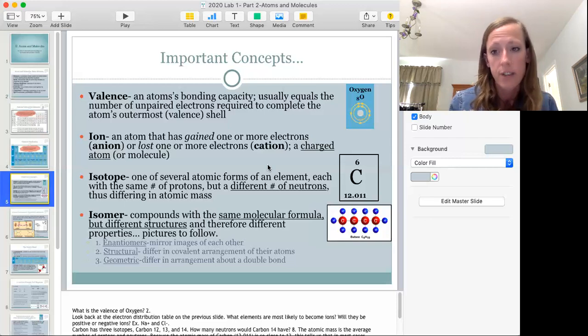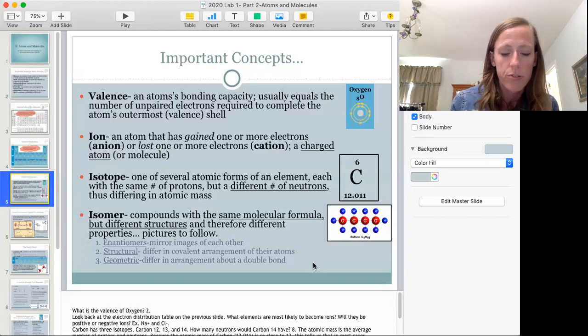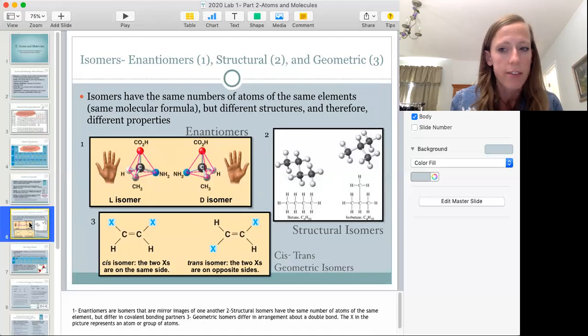So we have 3 different kinds of isomers that we expect you to know: enantiomers, structural isomers, which is what I just talked about, and then geometric isomers. Okay, so enantiomers are mirror images of each other. Structural isomers differ in the covalent arrangement of their bonds between their atoms. And then geometric isomers differ in arrangement around a double bond specifically. So let's look at our next slide so we can visualize that a little bit better.